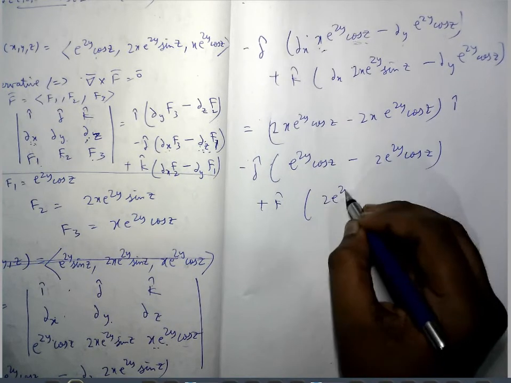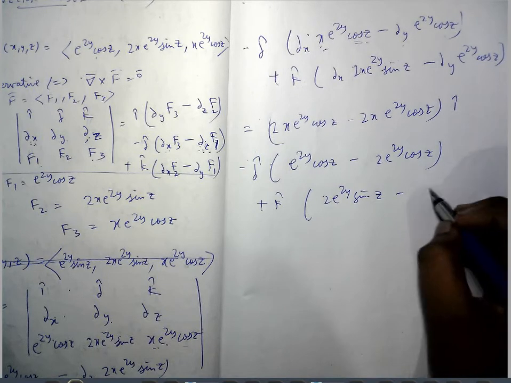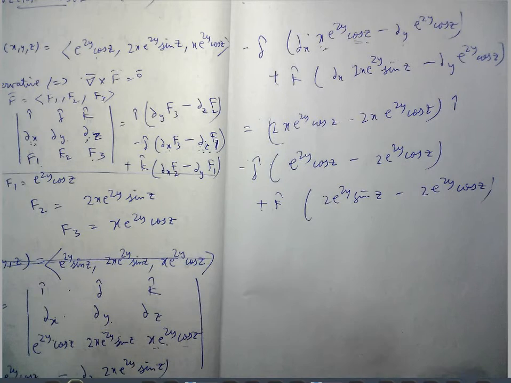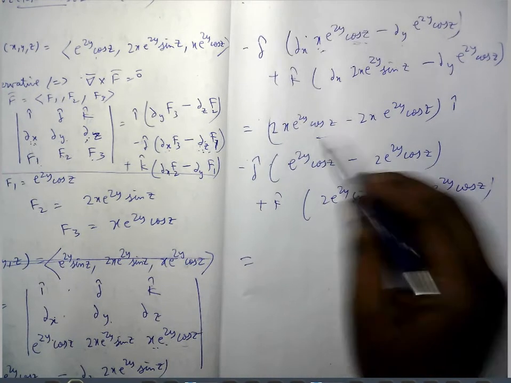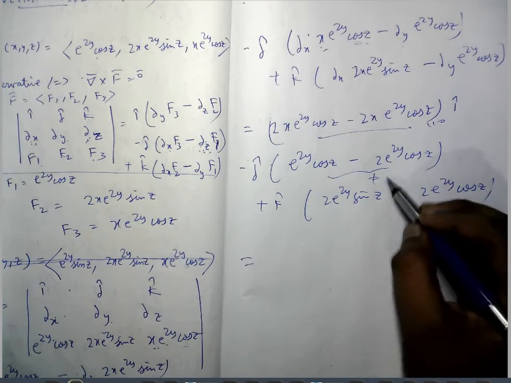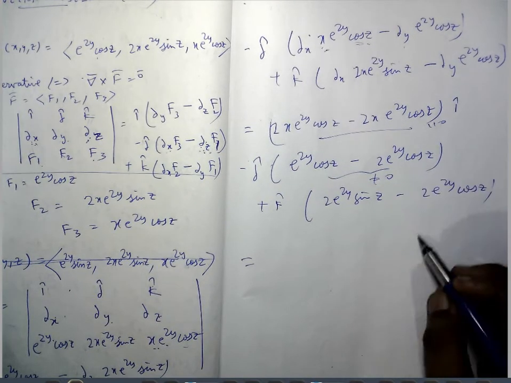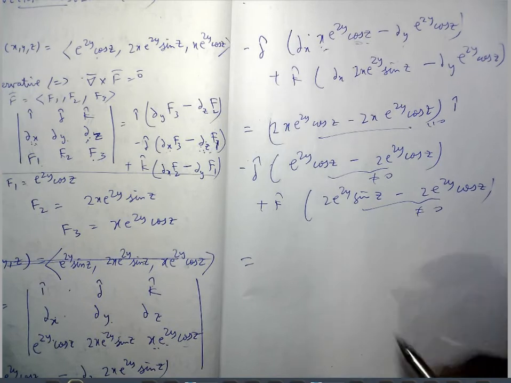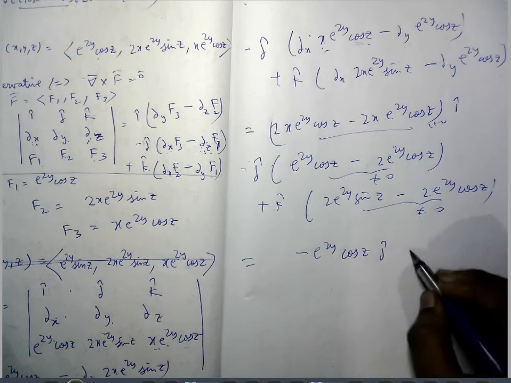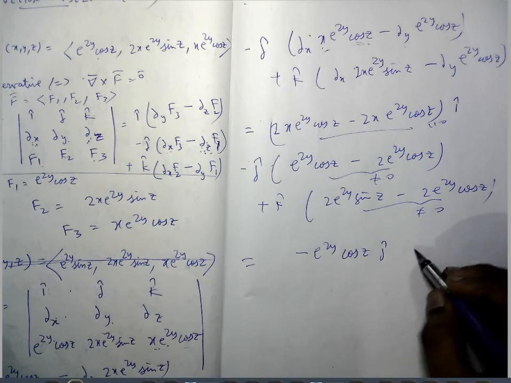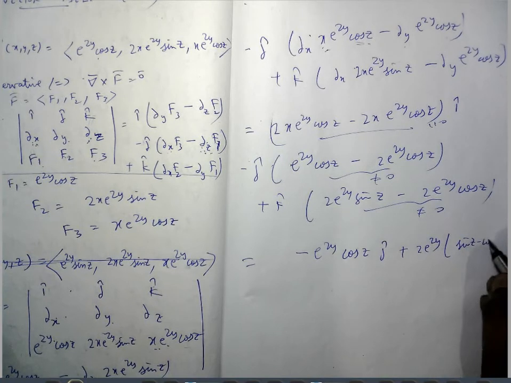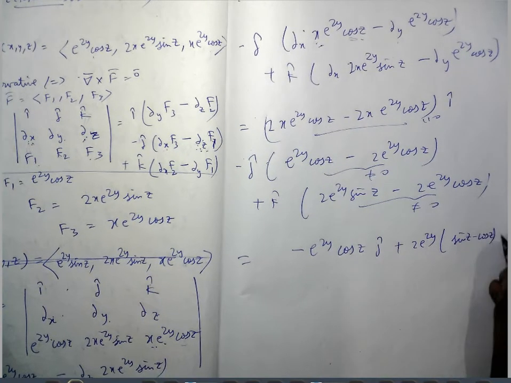So as you can see, the i cap component is of course 0, but the j cap component is not 0, because we have minus e to the power 2y cos z here, and similarly this is also not 0. So the curl is actually minus e to the power 2y cos z j cap plus 2 e to the power 2y sin z minus cos z k cap. So this is obviously not equal to 0, so that means f is not a conservative vector field.